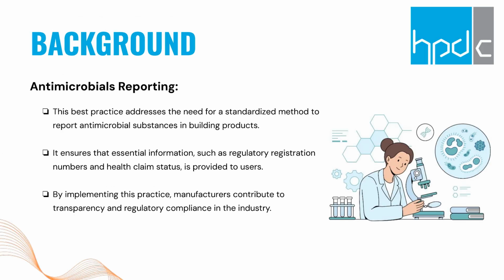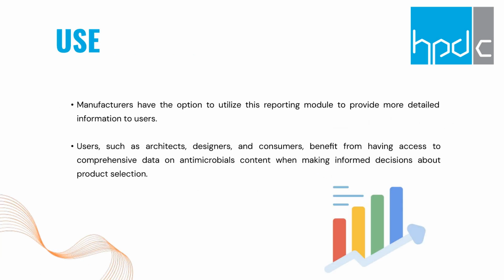The background for this module is based on the need for a uniform and complete reporting method for antimicrobial pesticides in HPDs. Antimicrobial pesticides must be reported as added ingredients using typical HPD reporting methodologies. This module aims to provide detailed information on products with added antimicrobial pesticides, including their regulatory registration numbers and the status of health claims. This guidance is optional for manufacturers, but it is anticipated to be requested by HPD users who are interested in antimicrobial content. As a result, manufacturers have an incentive to use this module to provide a complete and comprehensive HPD report.